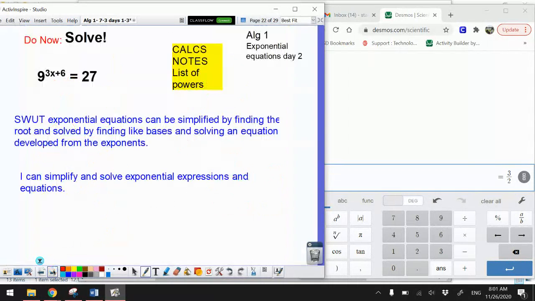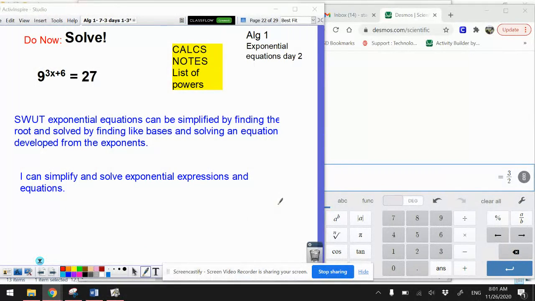All right, so see what you can do with those today. We'll work on these some more tomorrow. Again, use that power sheet. Reach out to us if you're struggling.